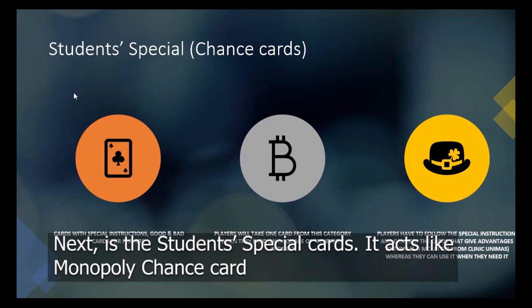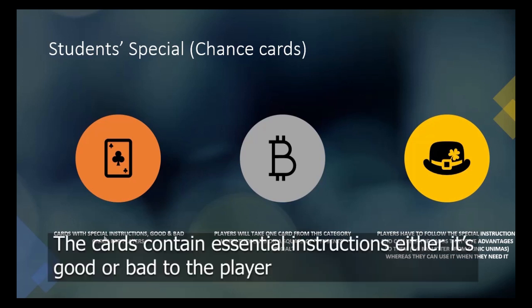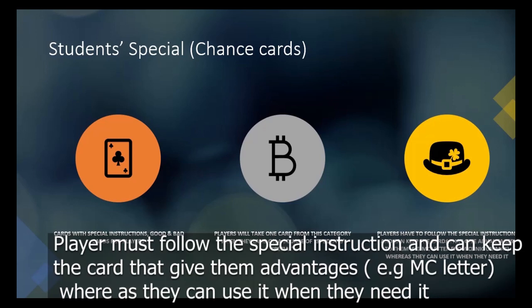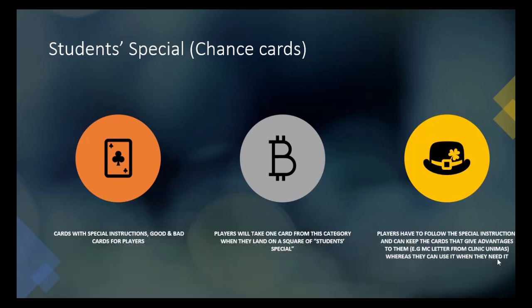Next is the student's special card. It acts like a Monopoly chance card. The cards contain essential instructions, either good or bad for the player. Players will take one card from this category when they land on a student's special square. Players must follow the special instruction and keep the cards that give advantage to them, like the MC letters from Clinic Unimas, whereas they can use it when they need it.